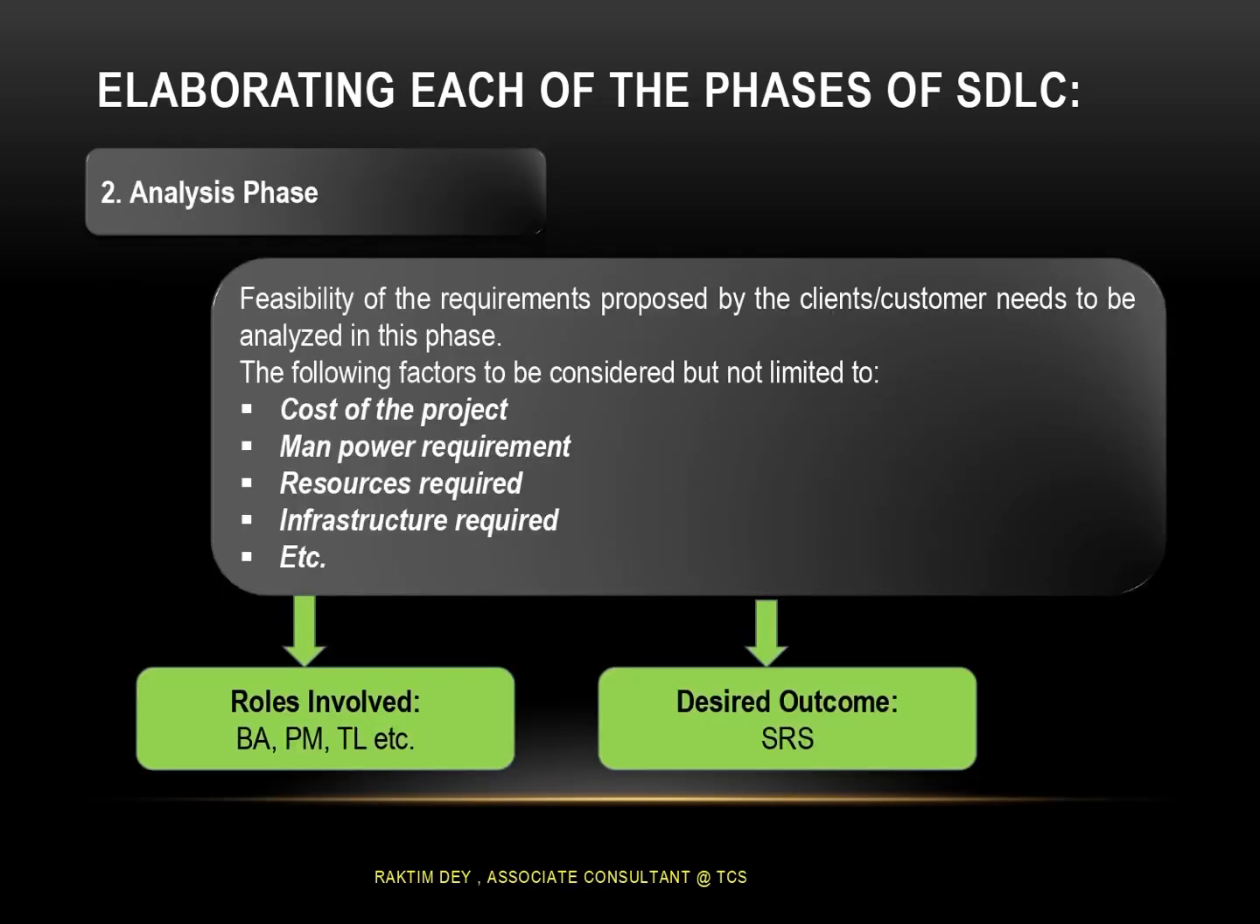Next, we have the analysis phase. So, what do we do in the analysis phase? We check the feasibility of the requirements proposed by the clients or customers. The following factors are to be considered, but not limited to: the cost of the project, manpower requirement, resources required, infrastructure requirement, etc. The roles involved in this phase are business analyst, project manager, team lead, etc. And the desired outcome is the software requirement specification document.